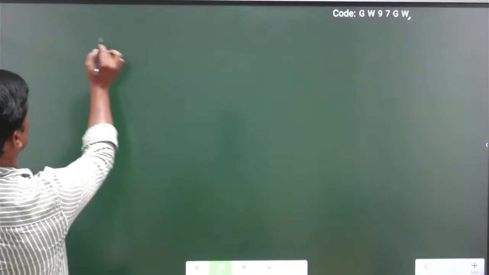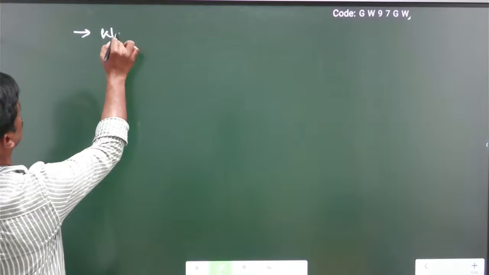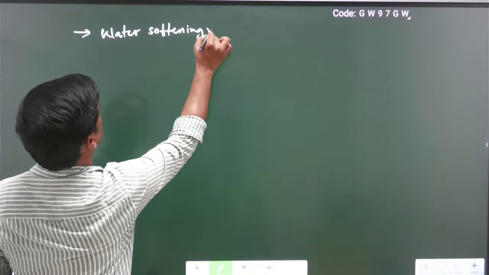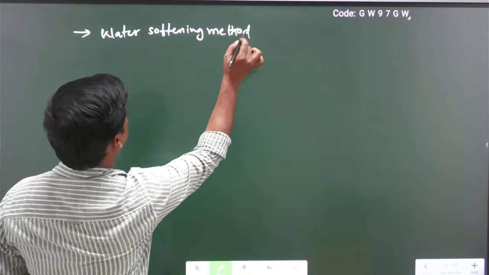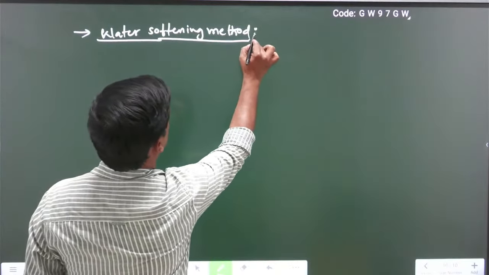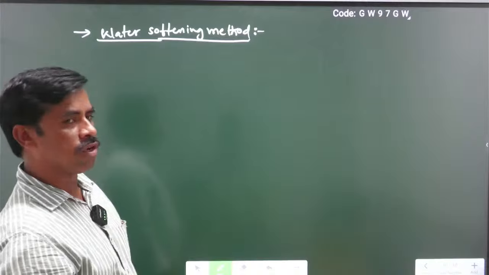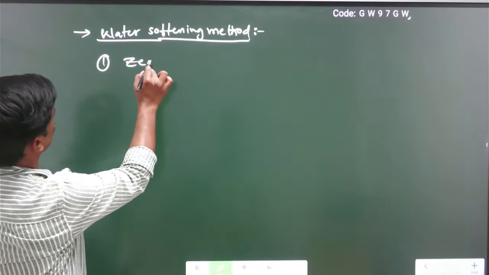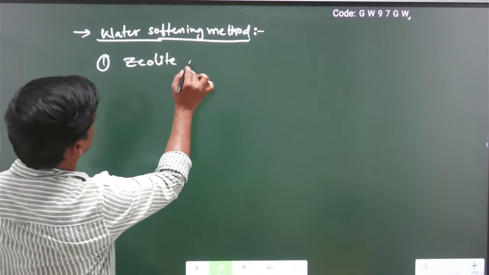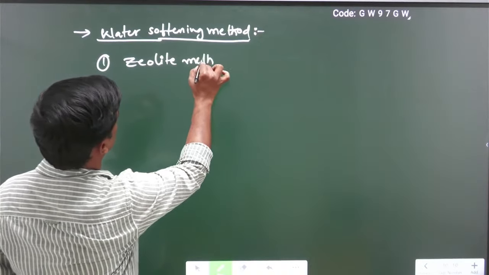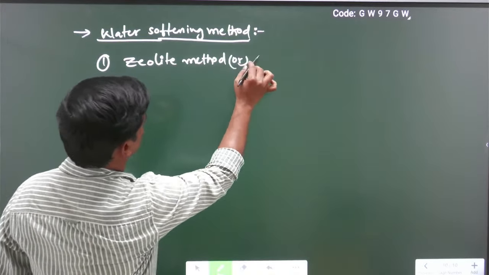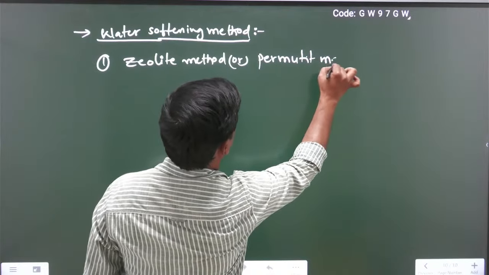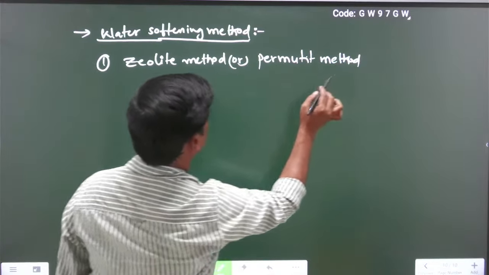Water softening methods. According to your syllabus, we have two methods. One is the zeolite method and another one is the ion exchange method. First one, the zeolite method or permutit method.